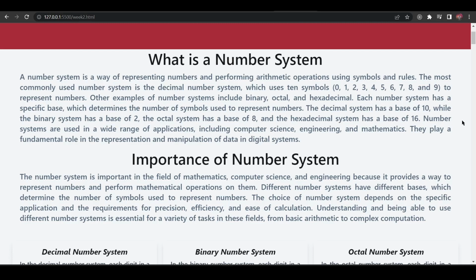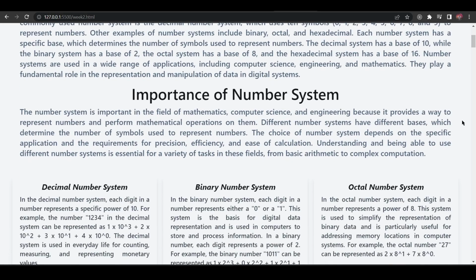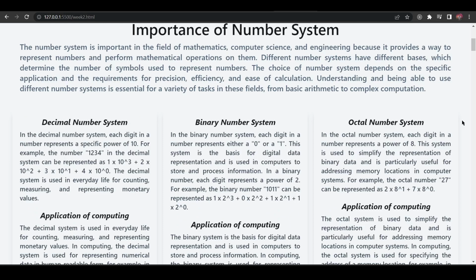Okay, so what's the importance of the number system? The number system is important in the field of mathematics, computer science, and engineering because it provides a way to represent numbers and perform mathematical operations on them. Different number systems have different bases which determine the number of symbols used to represent numbers. So marami siyang different ways. We will tackle this on the next.